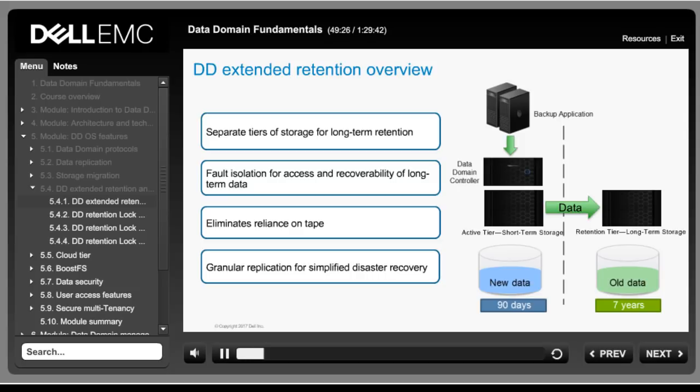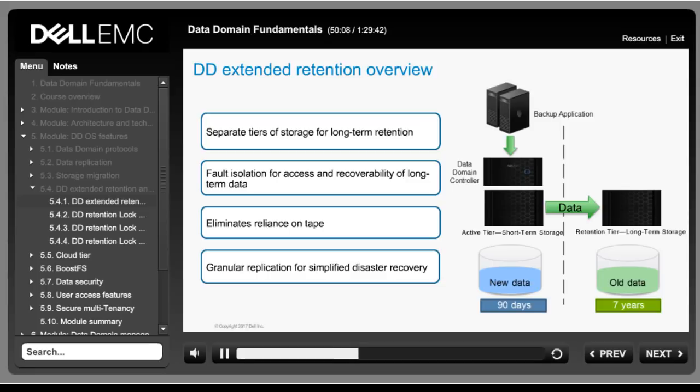This software is supported on the DD860, DD990, DD4200, DD4500, DD6800, DD7200, DD9300, DD9500, and DD9800 systems. Data Domain Extended Retention provides an internal tiering approach that enables cost-effective, long-term retention of backup data on a Data Domain system. With this, customers can leverage Data Domain systems for long-term backup retention and minimize reliance on tape.